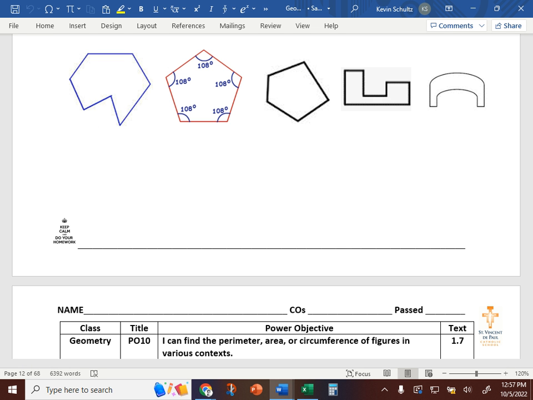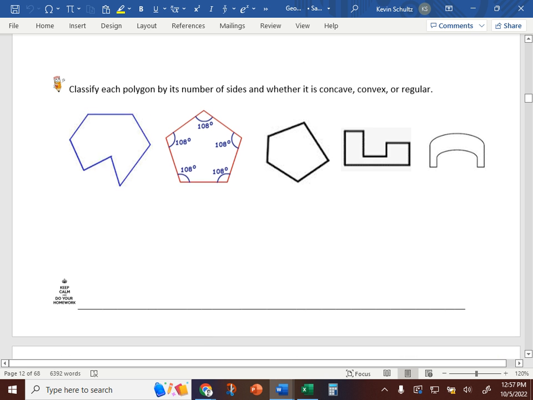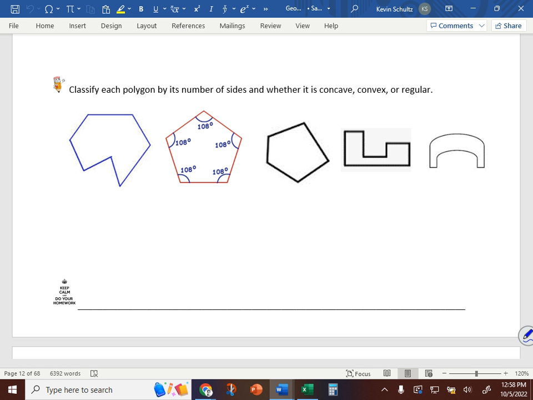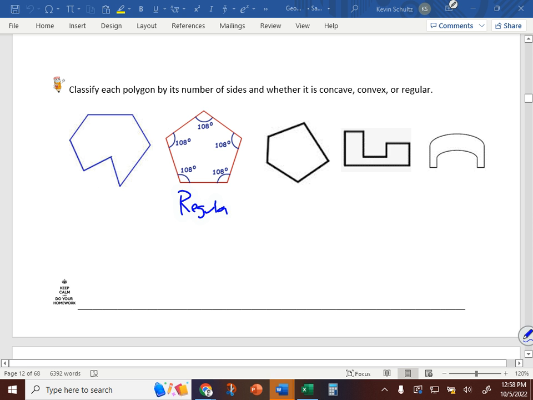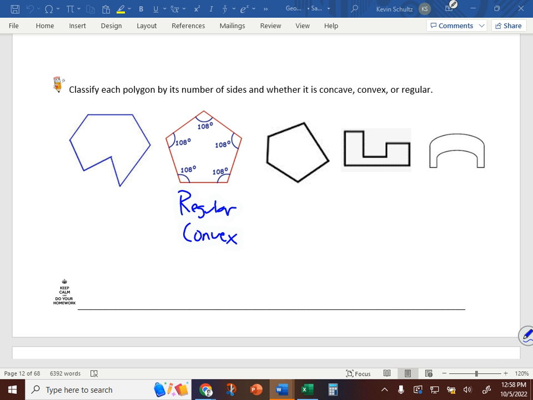Also for this one, do you write regular and convex? Yes. Hold on. Max is asking a valid question here. It says classify each polygon by its number of sides and whether it's concave, convex, or regular. If it's regular, you also have to write that it's convex. Okay. You do need them both. And then by its number of sides also. So you would say regular, convex, pentagon to be complete for that.